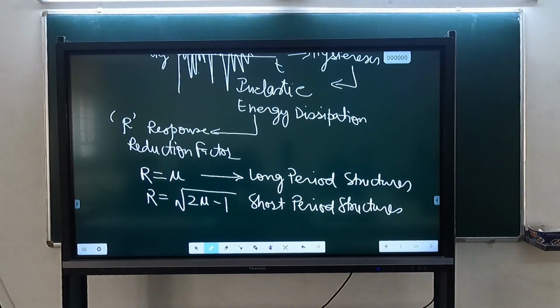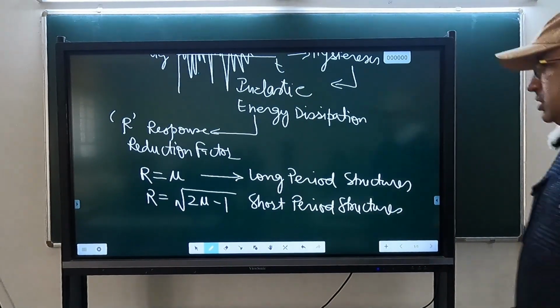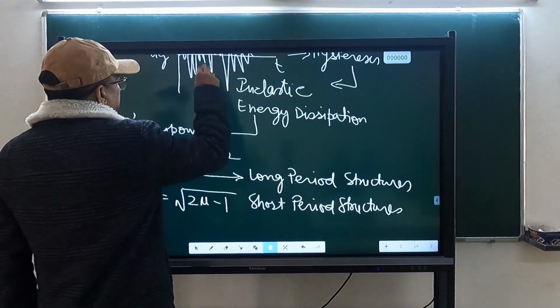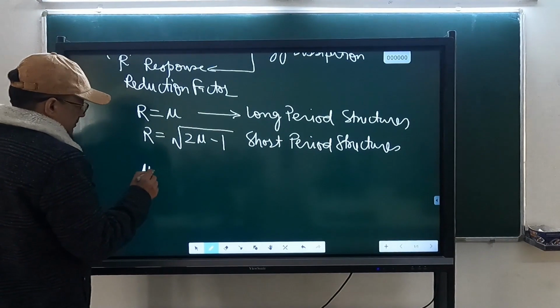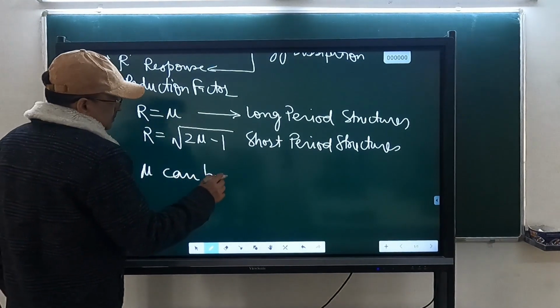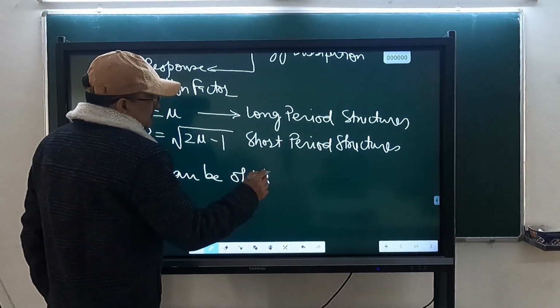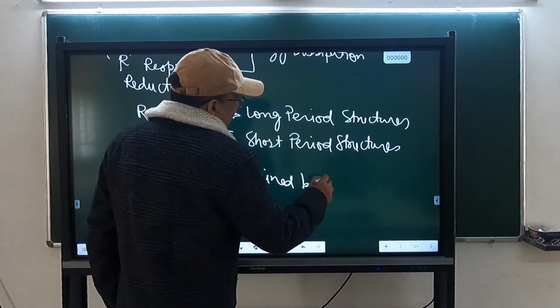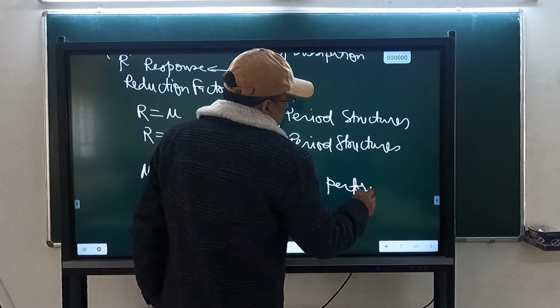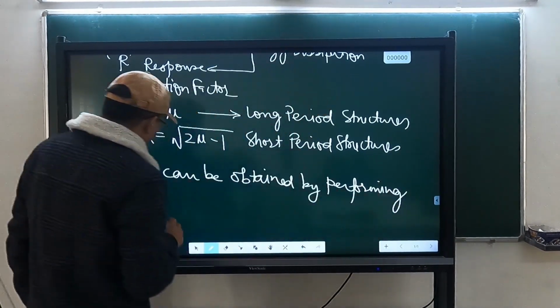So how to obtain this ductility ratio mu? We will calculate the deformation at yield by taking all the components, like Fy, and from that calculate the moment capacity. In short, this mu can be obtained by performing nonlinear analysis.